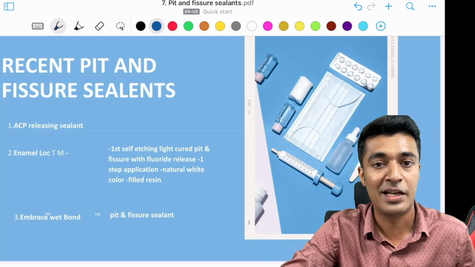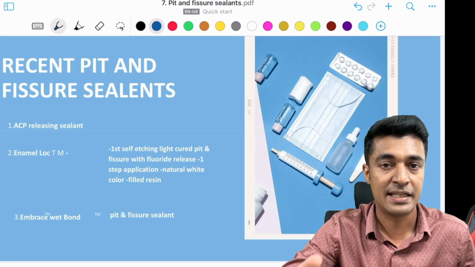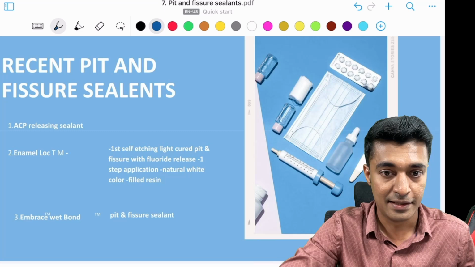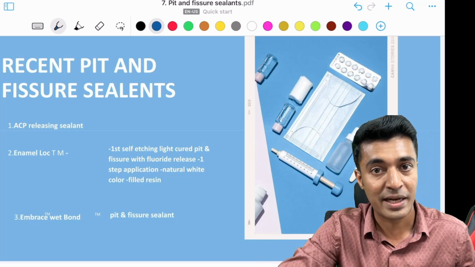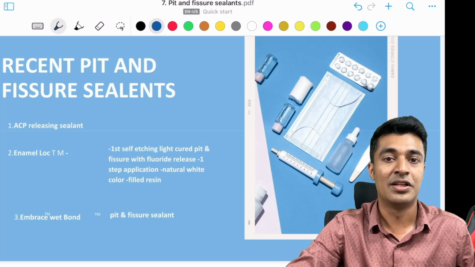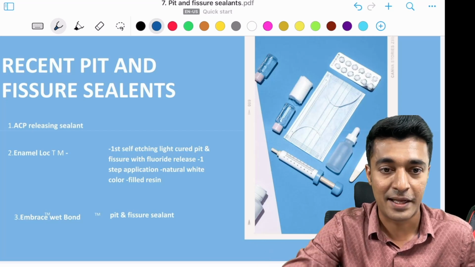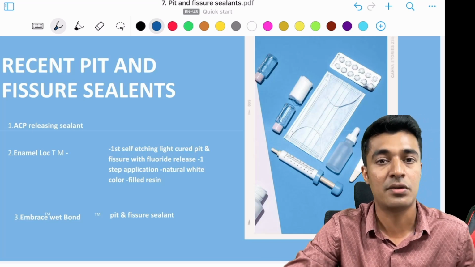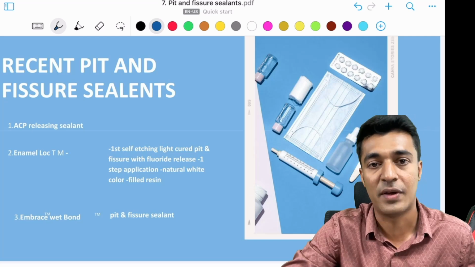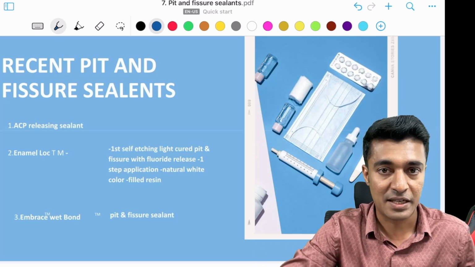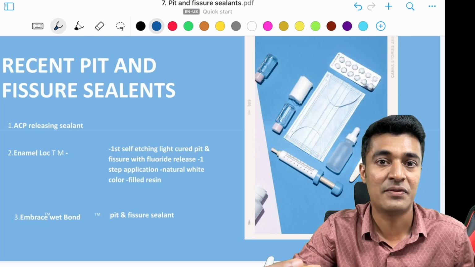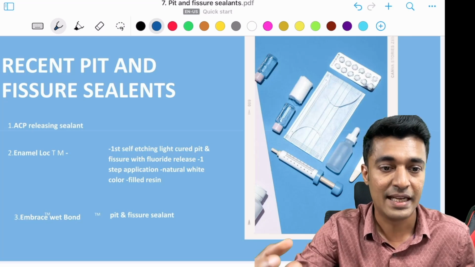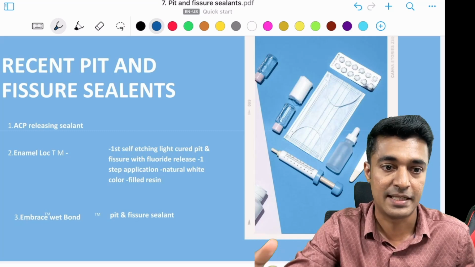Then there is the Enamel Loc TM. The advantage is that it is the first self-etching, light cured and fluoride releasing pit and fissure sealant. So the advantage is that it's a single applicant and it is a tooth colored restorative material. That is Enamel Loc TM. Then there is the Embrace WetBond, which is also a pit and fissure sealant. The advantage is that even if the surface is a little bit moist, it can still bond with efficiency. That is the Embrace WetBond.